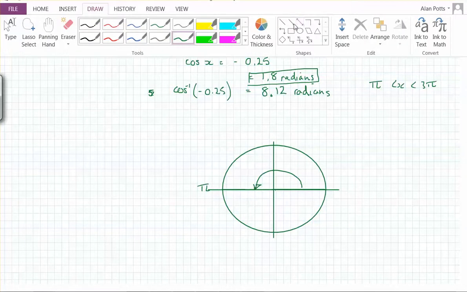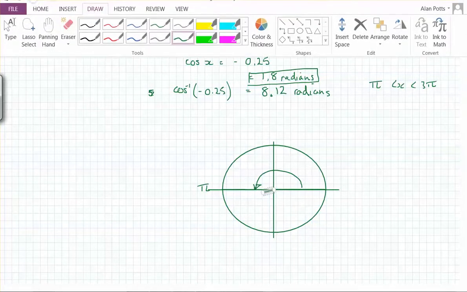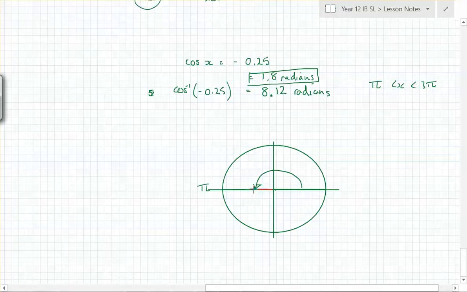So cos being negative is, no, I need to lessen this up. Cos being negative 0.25 is going to be something like that, isn't it? So that would be an angle kind of up there and down there. Right? So I'm not allowed to use the first one, so I've got to keep going until I get to this point. Right? So cos is negative 0.25.